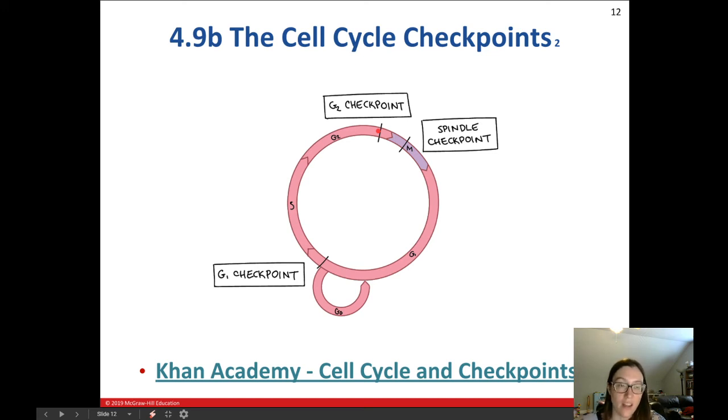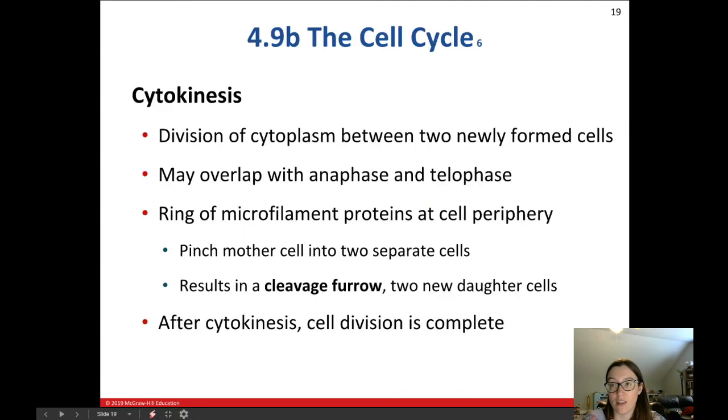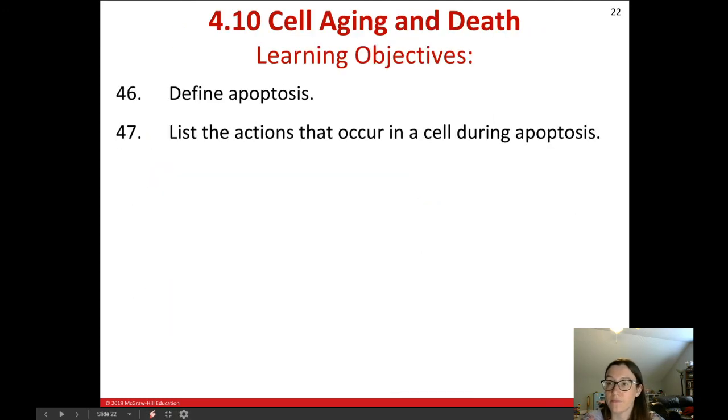and it couldn't fix it. If that happens, usually the cell is going to be like, well, I don't want to take these mutations into the future. I don't want to continue to replicate if I have these mutations that I can't fix. So it's going to undergo what's called apoptosis, or programmed cell death. We'll talk a little bit about that in a second.